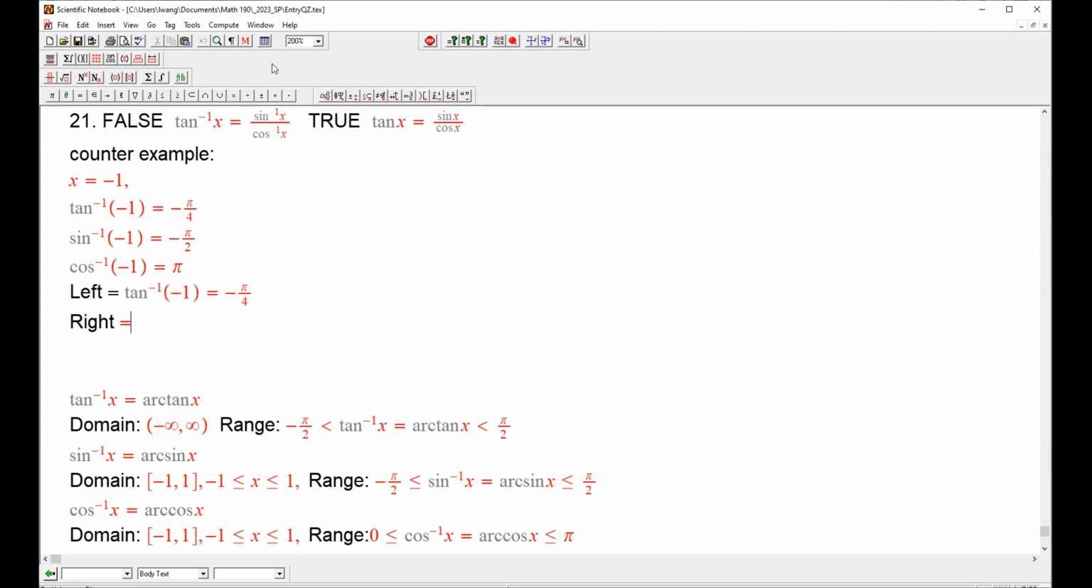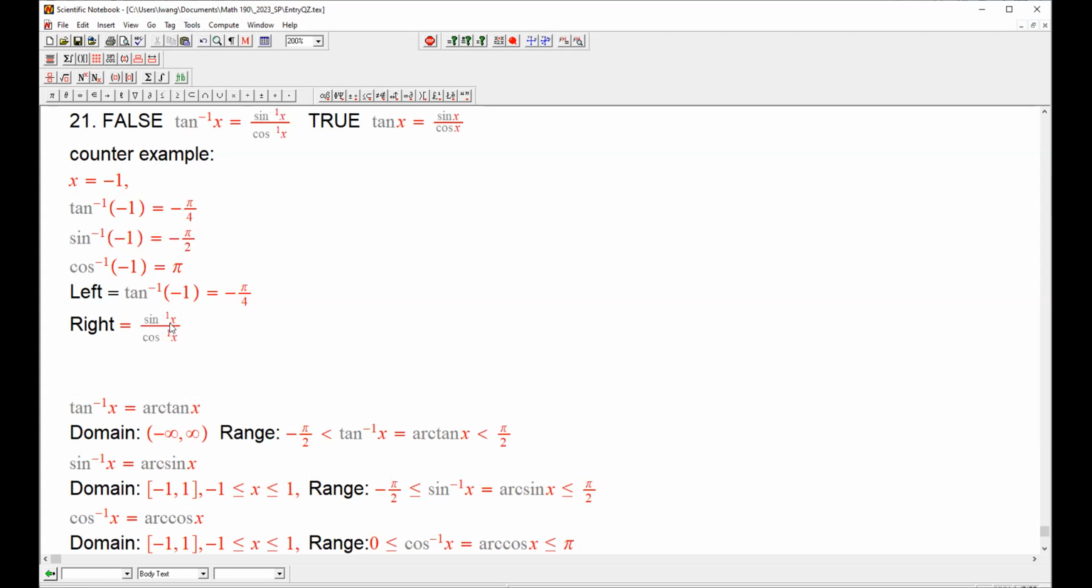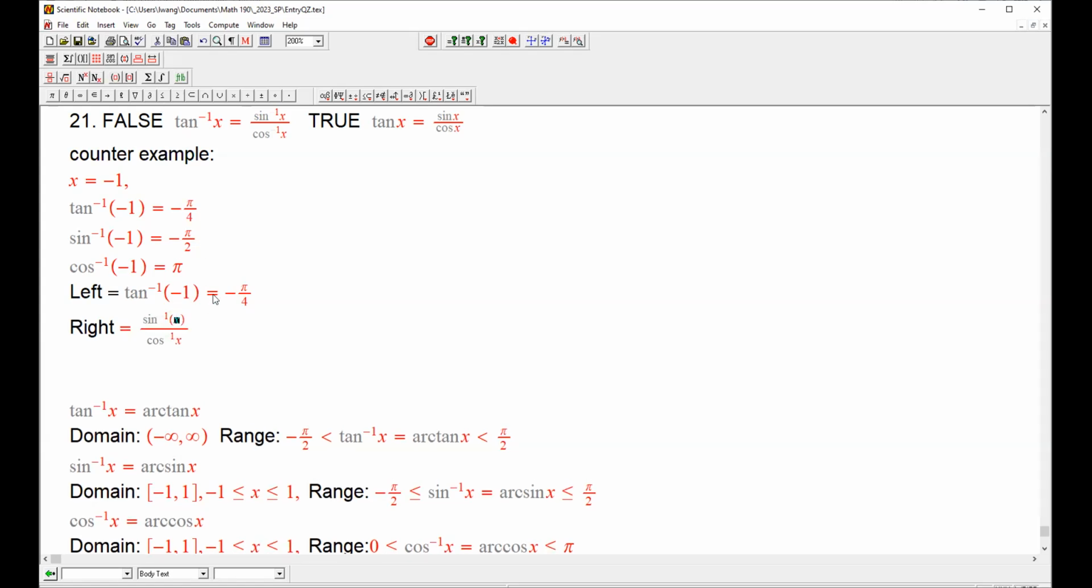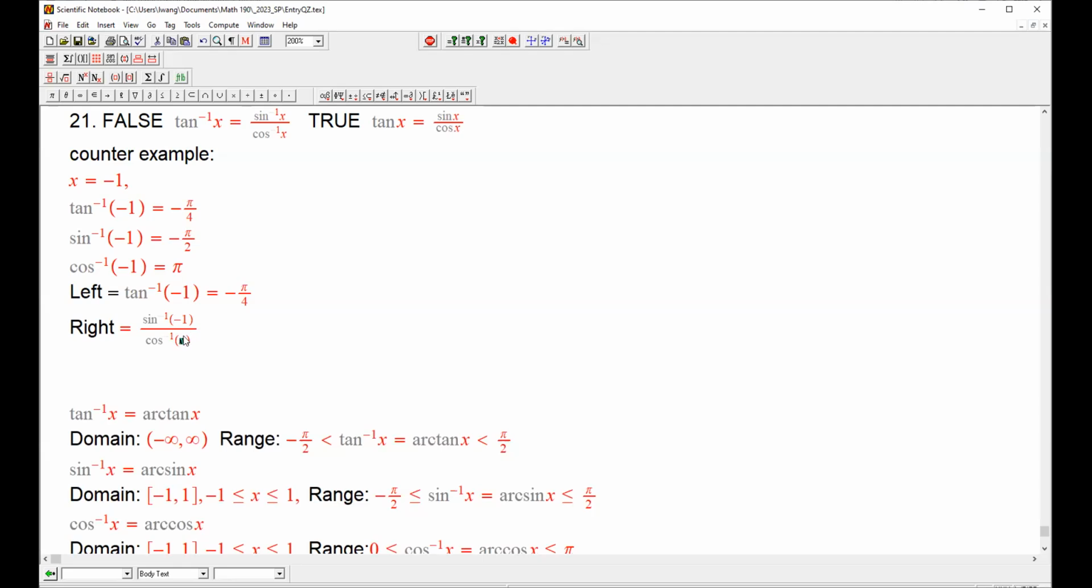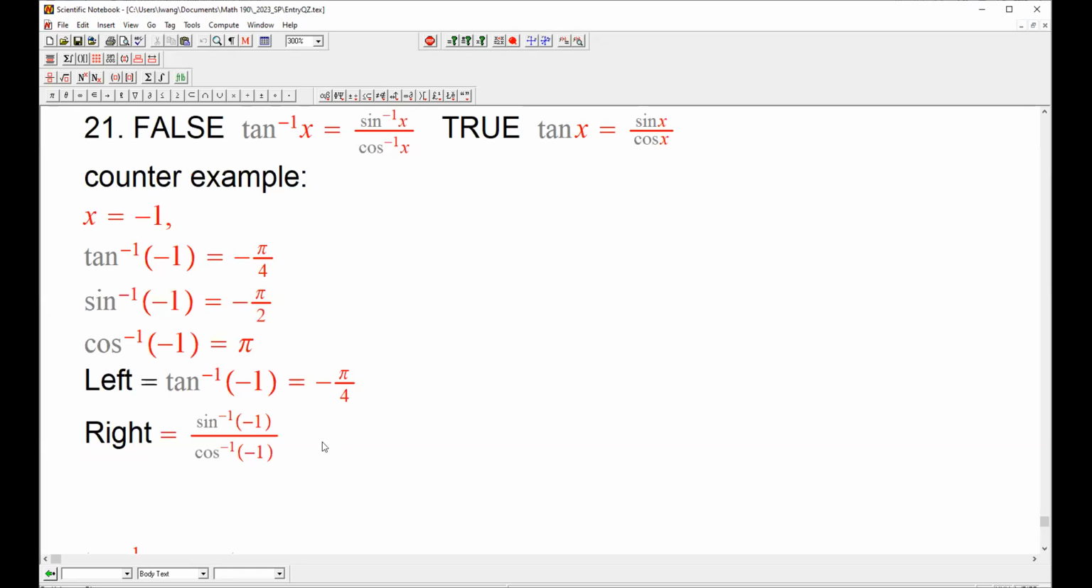The right-hand side is dividing, right? So this is going to be -1, and this is the -1. Make the font larger so you can see the negative sign. Ooh, look at what we're getting.